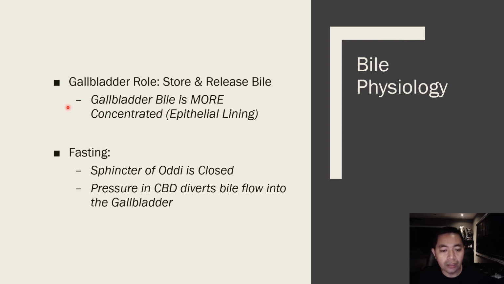In fasting states, the sphincter of Oddi is closed, preventing bile from entering the duodenum. As bile production continues, pressure rises within the common bile duct, and bile then flows into the gallbladder via the cystic duct for storage.